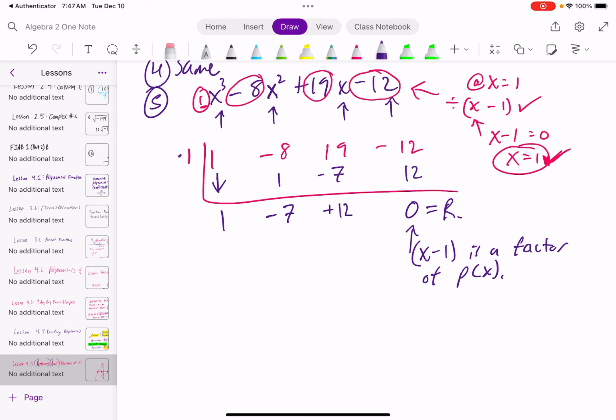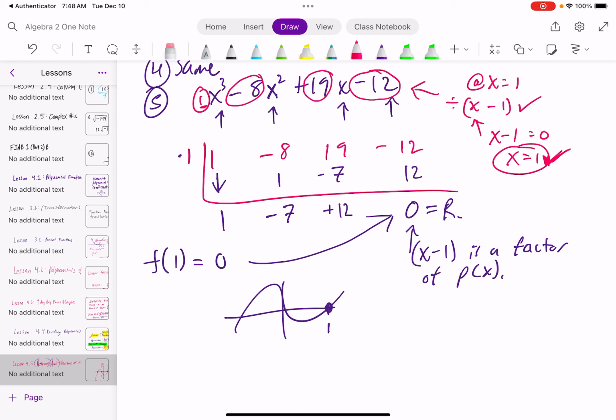So, to answer the question on number 5, what is the function evaluated when x is 1? That's 0. As you can see, the remainder is 0. So therefore, the function there will be 0. It will cross, right? If this was 1, it crosses here. And so the height is 0.